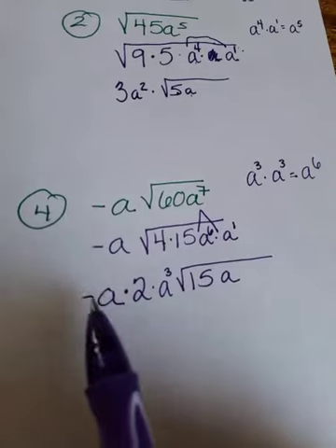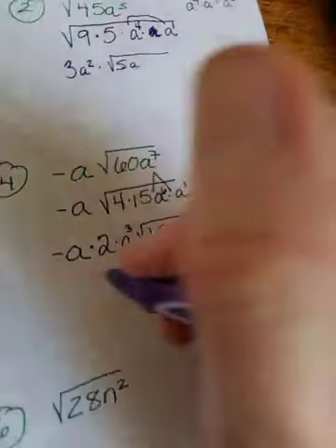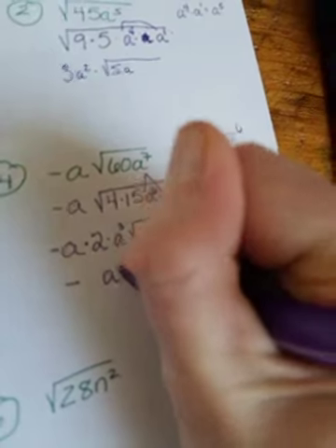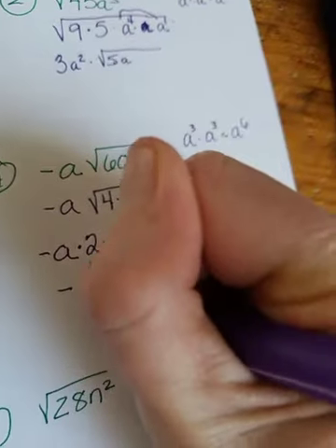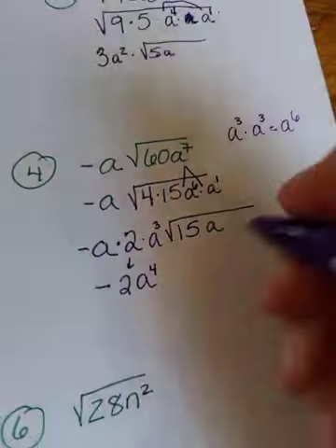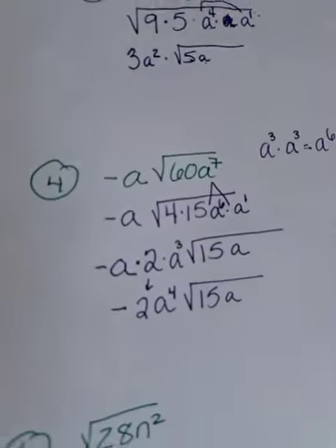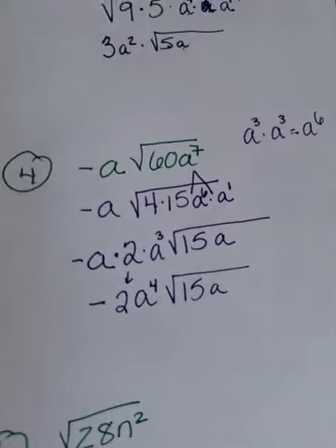I need to clean up on the outside. What's a negative a times an a to the third? That's a negative a to the fourth, and we usually put the number coefficient before the variable. And then I have times root 15a. I'm done because no perfect squares go into 15 and a can't be broken down anymore.